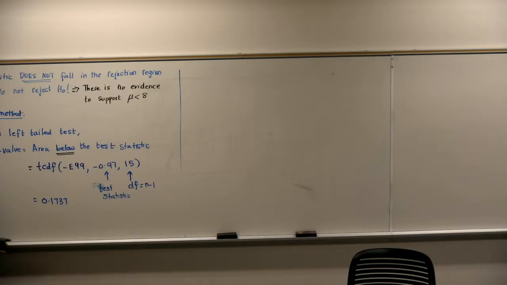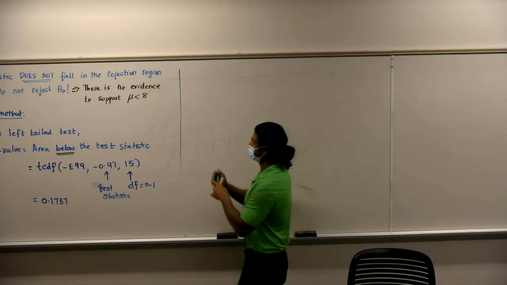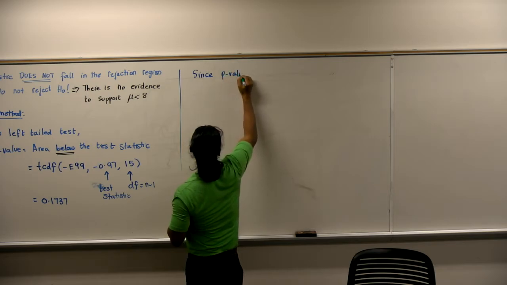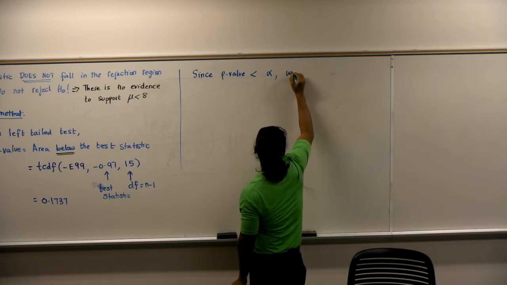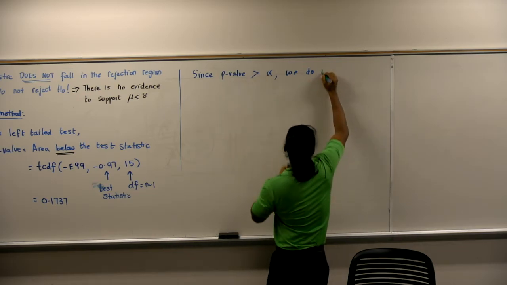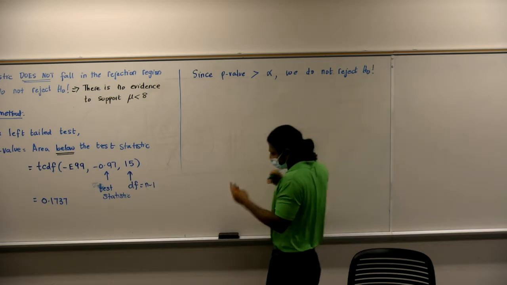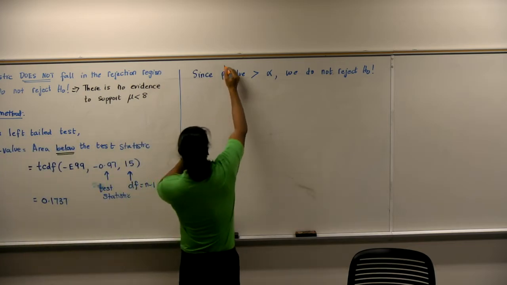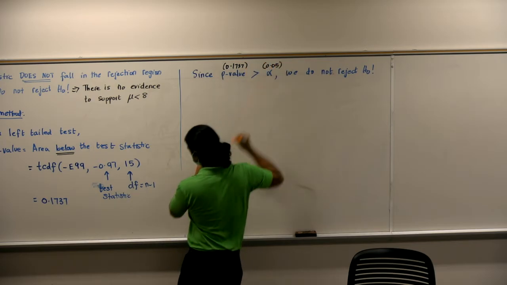Not done with the problem yet. Okay. So the p-value is 0.1737. So since p-value is less than the alpha that we chose, sorry, greater than, what am I saying? We do not reject null. If it is less than, then we would. So here, p-value is 0.1737. Alpha is 0.05.